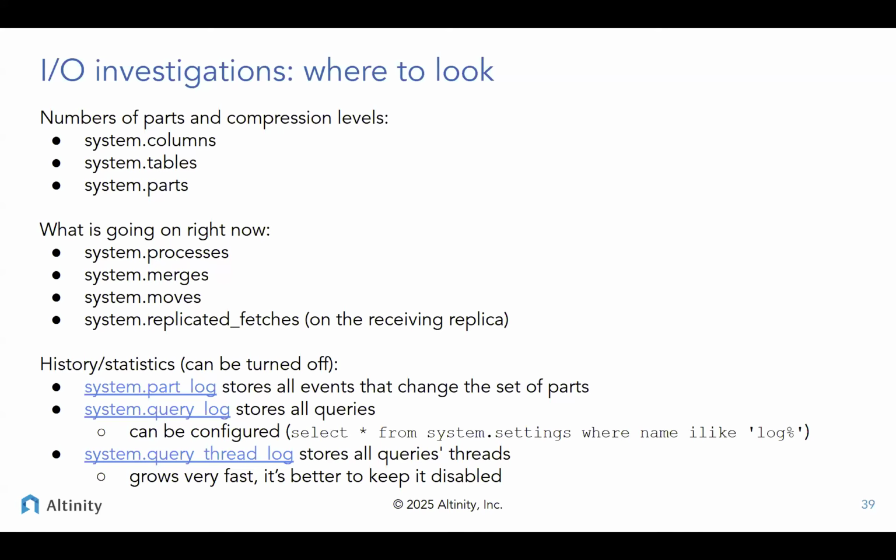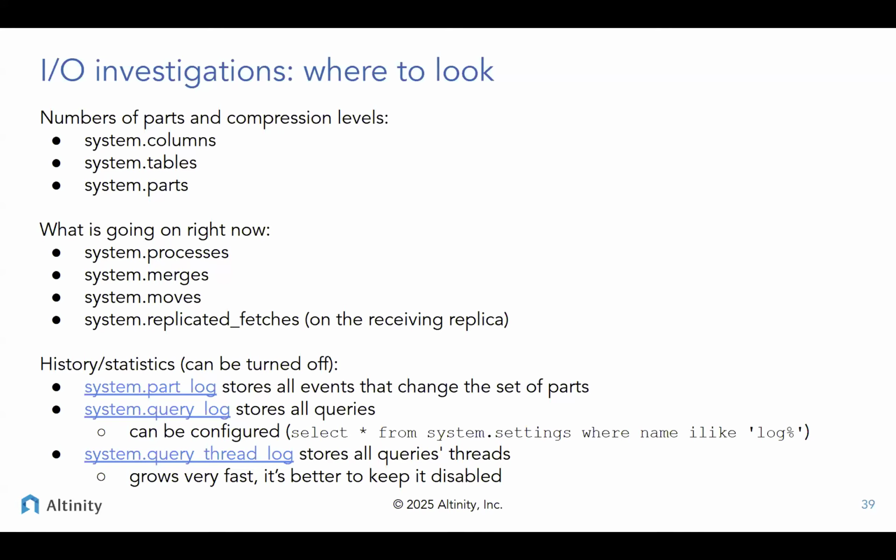So you can look in system.parts and do counts of the parts by table. The system.tables and system.columns will tell you useful things like how big the tables are and what the compression levels are, particularly at the column level. That can be a clue that something is compressing poorly. Let's try to change the compression. That's something you do online.